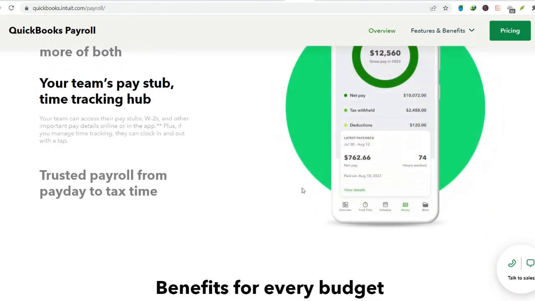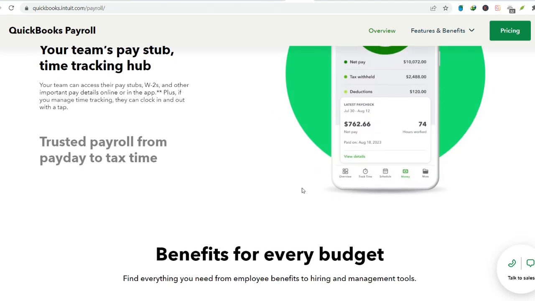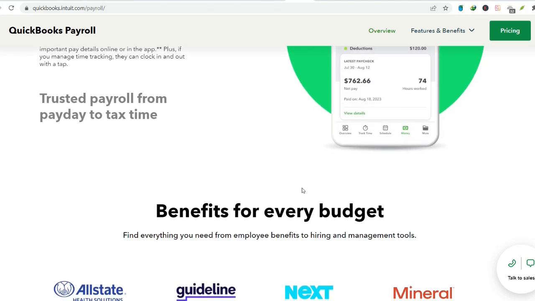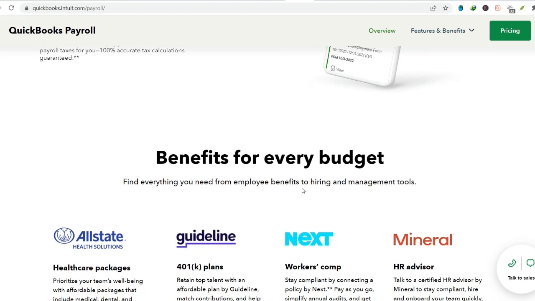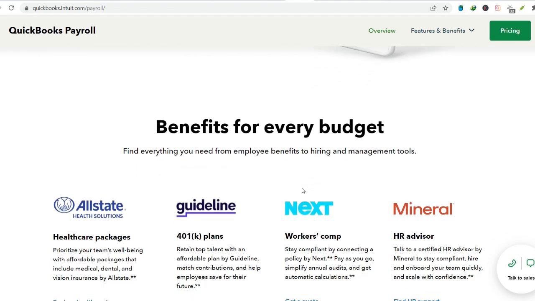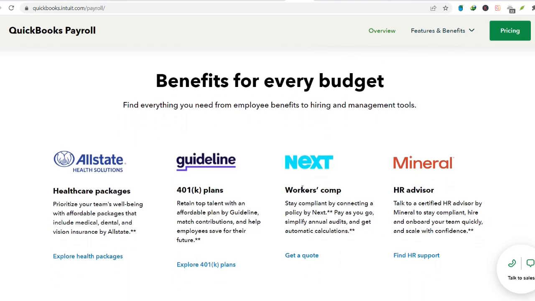And there you have it, the full picture of QuickBooks Payments in Canada. Whether you're considering this service or already using it, knowing its strengths and weaknesses can help you make informed decisions about your payment processing strategy.